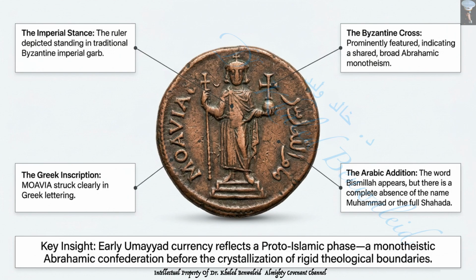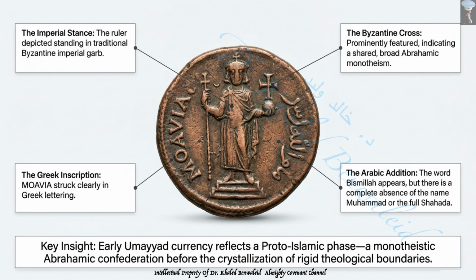Yes. I mean, that immediately short-circuits the traditional narrative. Why would a ruler who is projecting a new, distinct religion utilize the primary symbol of the Christian Byzantine Empire? And it actually gets more complex than that. Dr. Walid notes that on these specific coins, Muawiyah's name isn't even inscribed in Arabic script. What is it in? It is inscribed in Greek, reading Muawiyah.